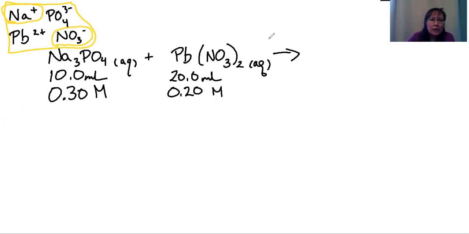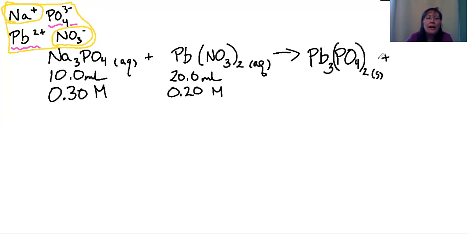Now we're going to look at what we have left over. Here I have a lead(II) and a phosphate, and if I check my rules, I know that lead(II) phosphate would be a precipitate. So I can write that down here, Pb3(PO4)2. It's going to need a 2, so I have to put it in parentheses, and that's going to be a solid. Then, because this is a molecular equation, I will just write NaNO3 aqueous. My spectator ions are still in solution, so I write them as aqueous.